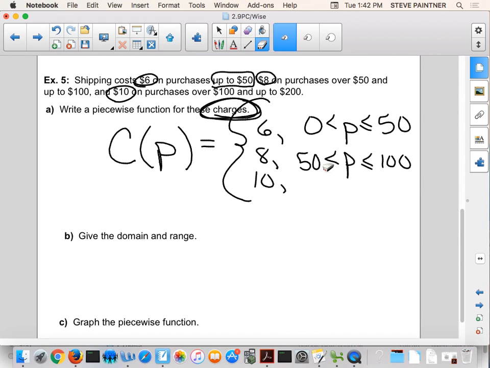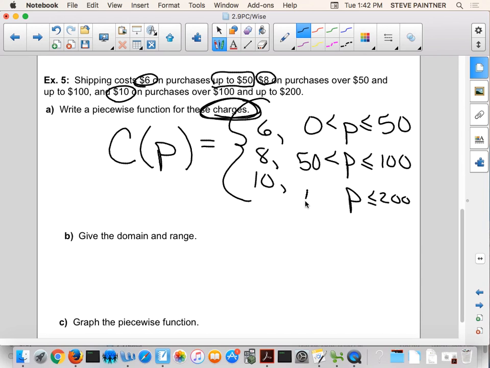Between 100 and 200. Okay, the question is, what about the 100? Just greater. Do you want the equal sign? No. When you purchase anything greater than 100 and less than or equal to 200, you'll pay $10. Again, there it is. That's it.